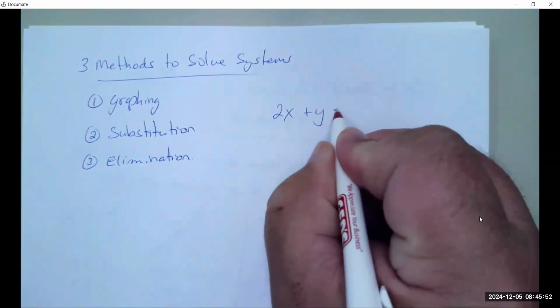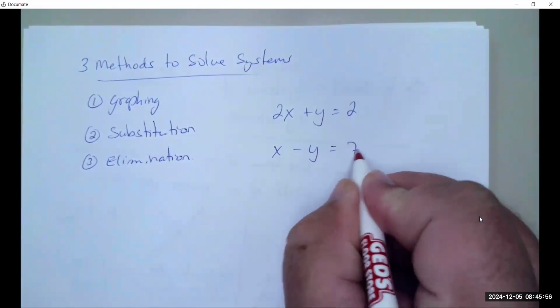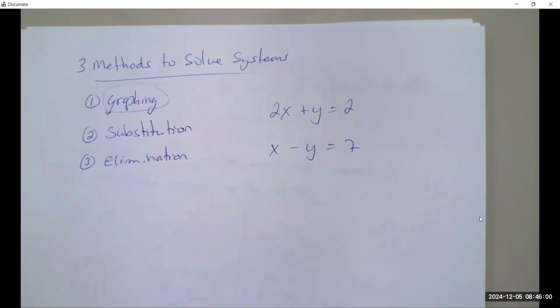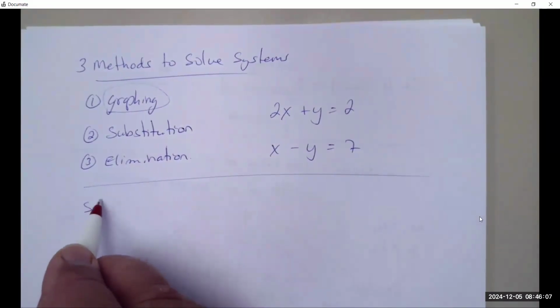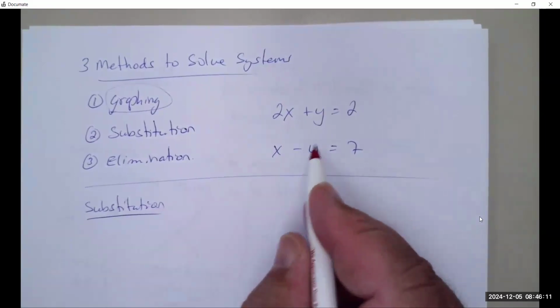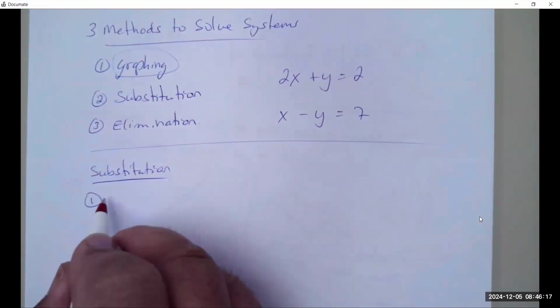2x plus y equals 2, x minus y equals 7. Graphing is just a boring one. It's solve for y, plot the points, and you're done. So we're not going to do that. Substitution. For this equation, what are the procedures?